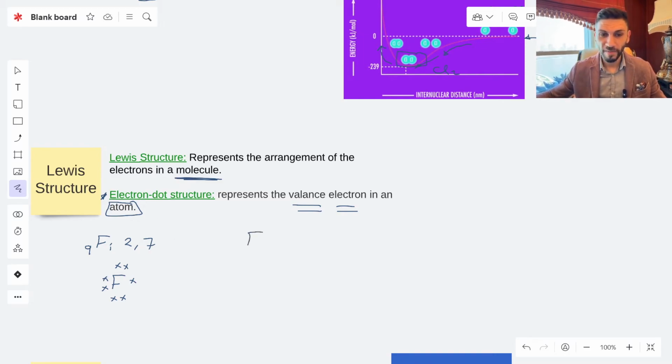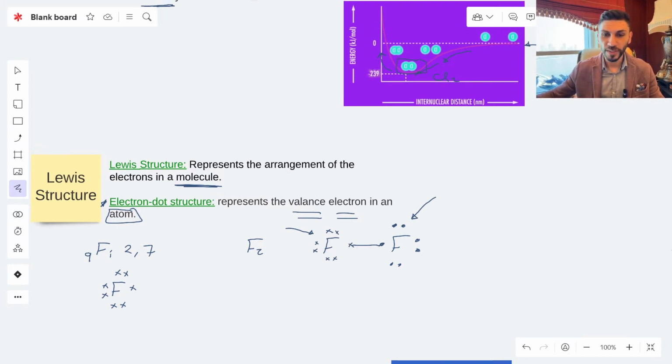So what if I have F2? This is a molecule, and this is a diatomic molecule because the first F has 1, 2, 3, 4, 5, 6, 7 valence electrons, and we need to make them 8. The other fluorine atom has 1, 2, 3, 4, 5, 6, and 7 valence electrons. Also, we need to make them 8. So there will be a bond between them. This is the Lewis structure because it represents the arrangement of the electrons in a molecule. As you can see, this is the molecule.